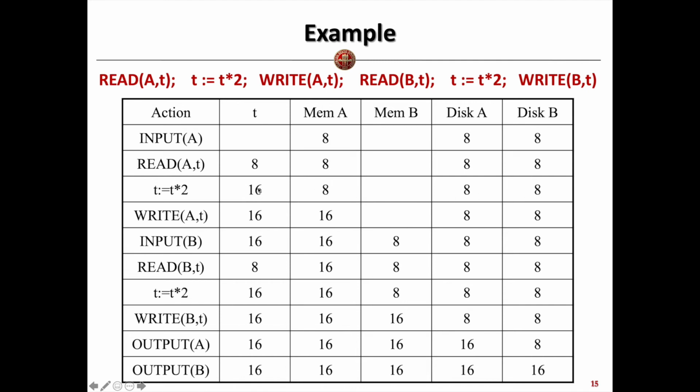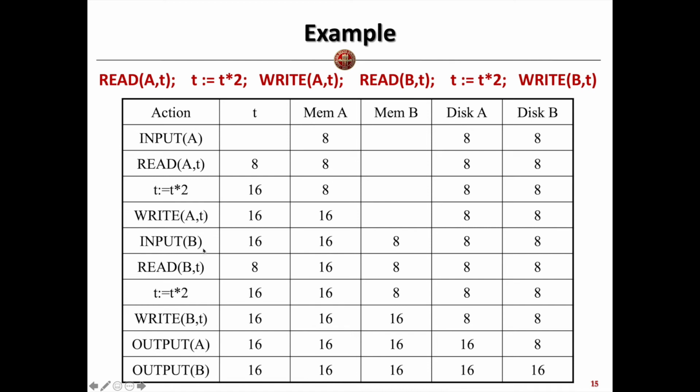We double its value, and then we can write A T. It means we can assign the T value to A. This A means memory A, because all the actions we are doing right now are based on the memory. We assign the T value to memory A. In other words, we copy the 16 to memory A. The remaining are still the same.